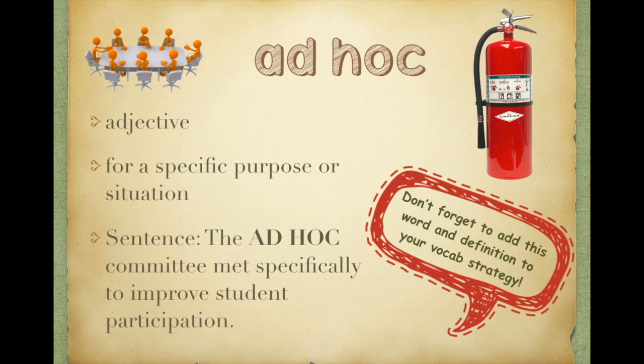The first word that uses ad is ad hoc. This is actually a word that looks like 2 separate words. There's a space in between, but it's considered one term. It's an adjective, and it means for a specific purpose or situation. For example, the ad hoc committee met specifically to improve student participation. The sentence in the book reads, the ad hoc campaign committee will disband after the election. So it's something that's used or put together for a specific reason.